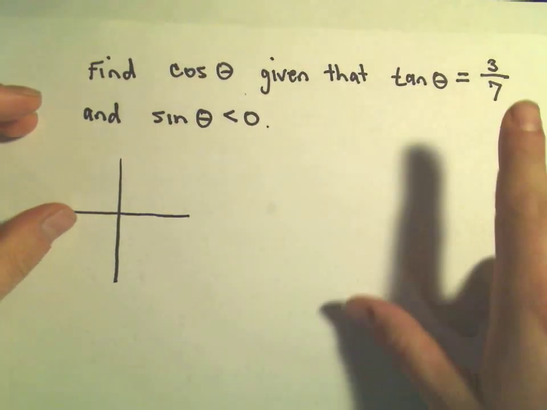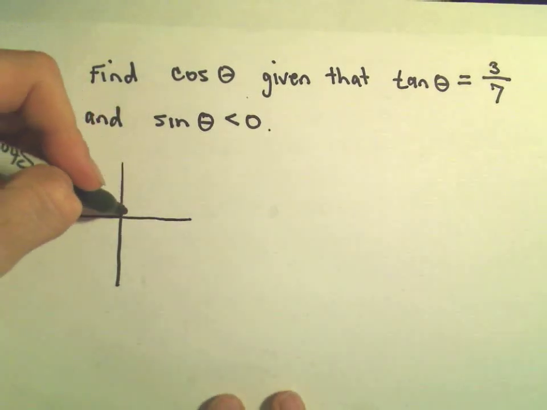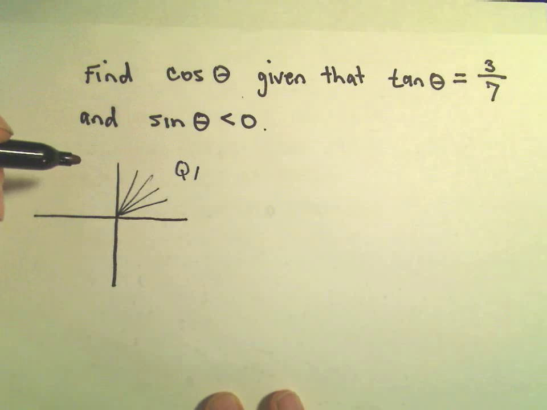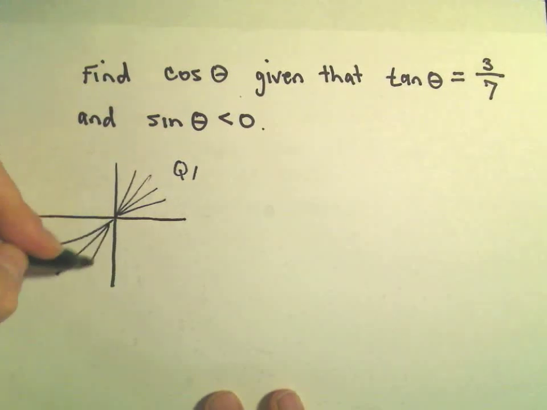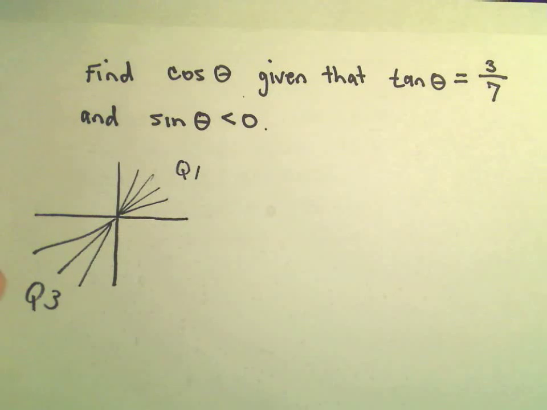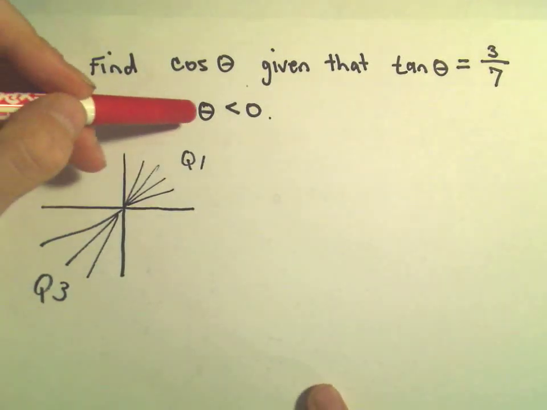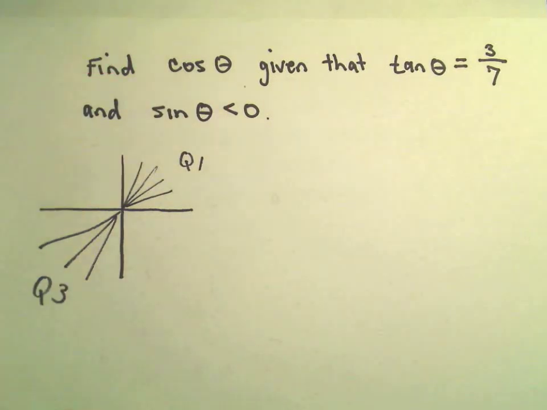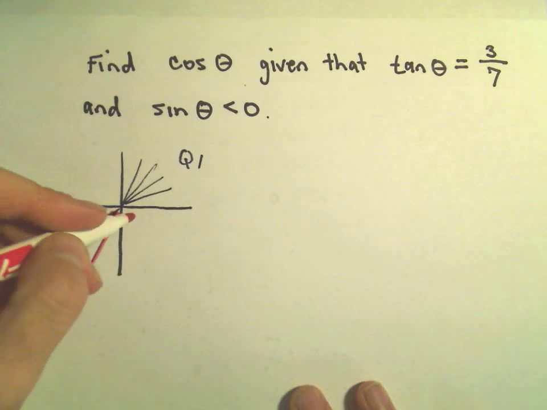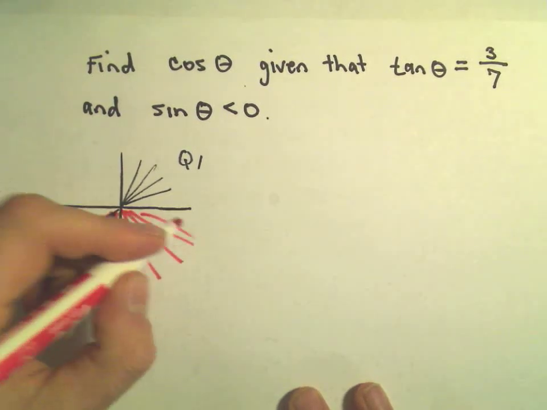Tangent of the angle is positive. Tangent is only positive in quadrant 1, and tangent is also positive for angles that fall in quadrant 3. Alright, well, if you think about sine theta though, this says sine is negative, it's less than 0. Sine is negative in quadrant 3 and also in quadrant 4.